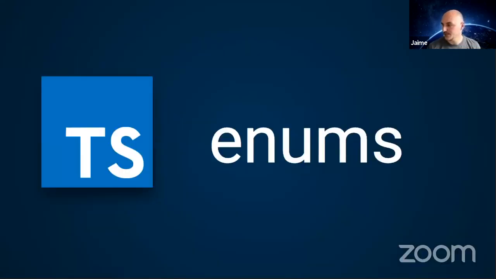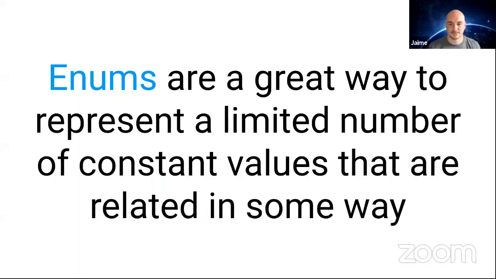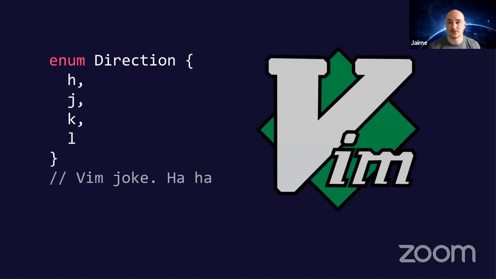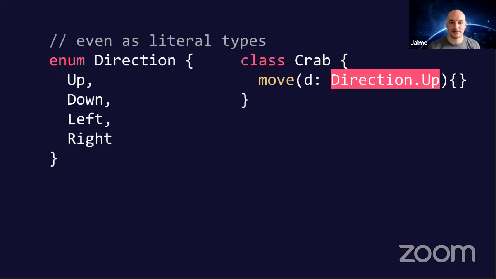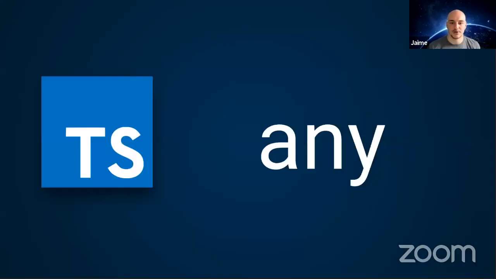Then we have enums. I'm going to jump over enums because they're not that interesting. So we're going to jump over them. There was a VM joke here. That was fun. I'm going to go directly to some more interesting stuff.